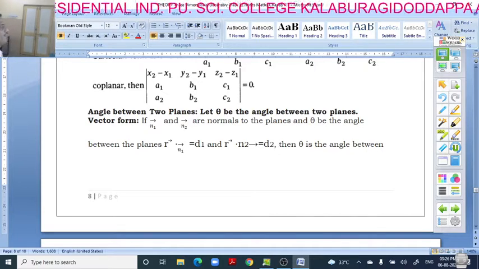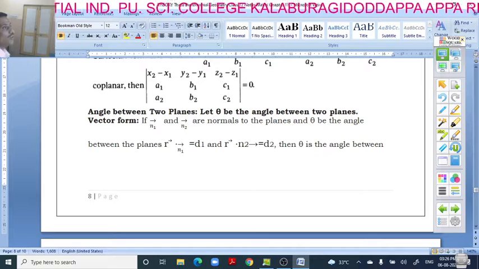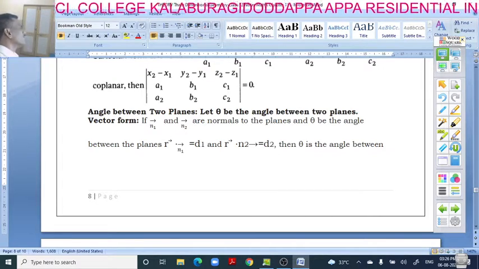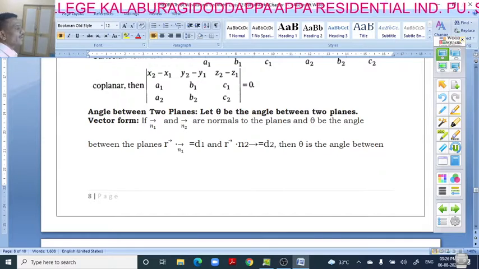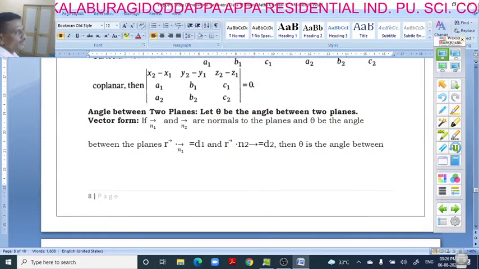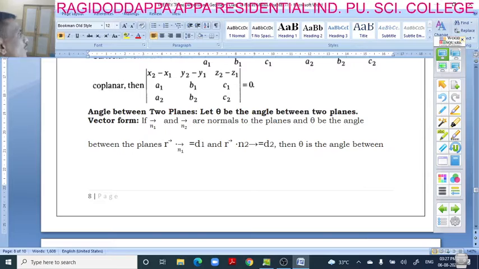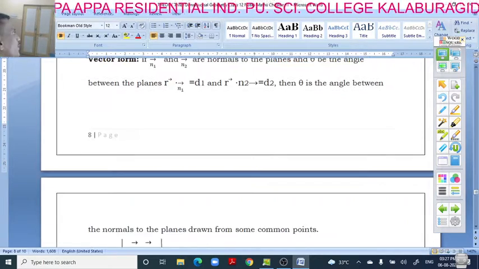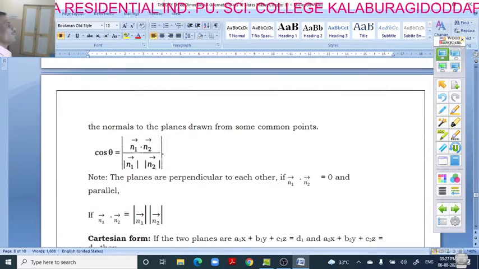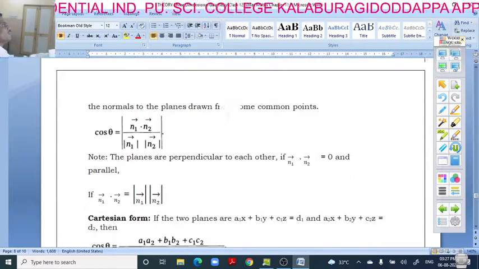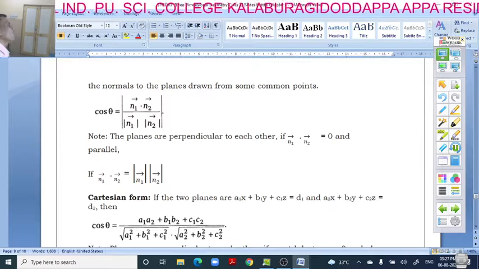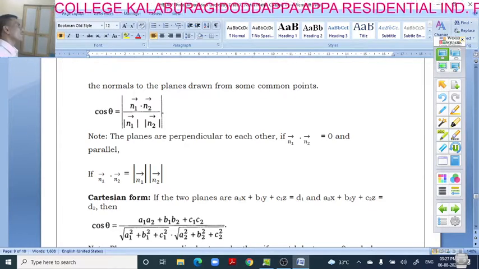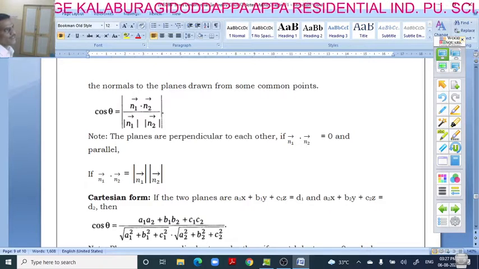In vector form, if vector n1 and vector n2 are the normals to the planes, and theta is the angle between the planes, then the first plane is vector r dot vector n1 equals d1, and the second plane is vector r dot n2 equals d2. Then theta is the angle between the normals to the planes drawn from some common point. Cos theta is equal to modulus of vector n1 dot vector n2 divided by magnitude of n1 into magnitude of n2.